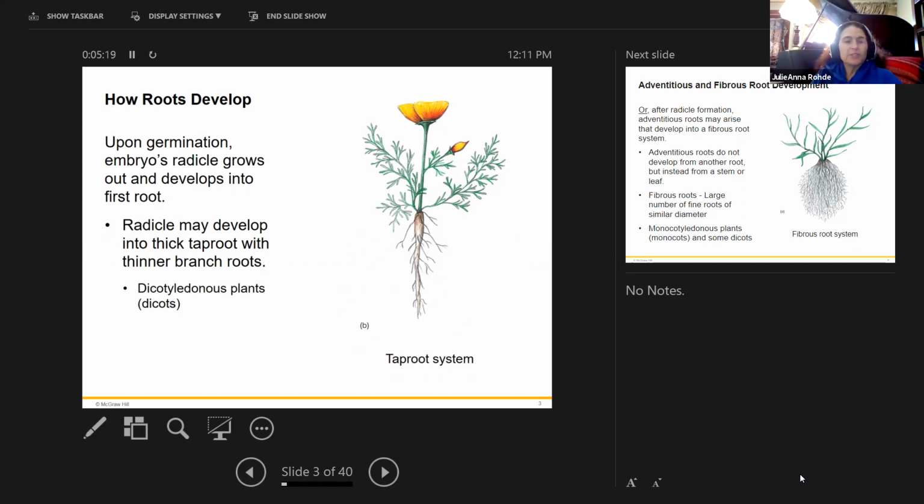So upon germination, the embryo's radicle grows out. It's called a radicle. It's the first little thing that pops out there. It develops into the first root. So I always think of it as the root. Okay, it's actually got another name before it comes out. It's called a radicle. Now that radicle may develop into different types of roots depending upon the plant. So it can develop into a thick taproot, which is shown here in the picture. Or it can develop into a fibrous root system, which we talked about in the next one.